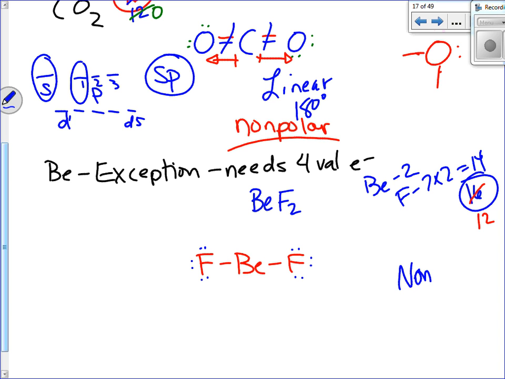Non-polar, okay, very symmetrical. The dipole moments, if you were to draw them in, of course, would push towards the fluorines. Yes, question?